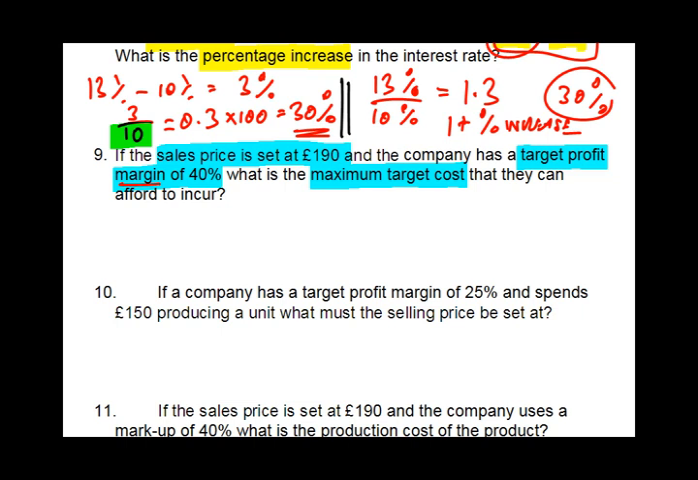Now, if they're going to sell a unit for £190, you can imagine they need the cost to be less than £190 if they want to make some profit. But you can imagine if they incurred a cost of, say, £189, which would give them a £1 profit, I don't think that's going to be a 40% margin. So how do we work out this maximum target cost?